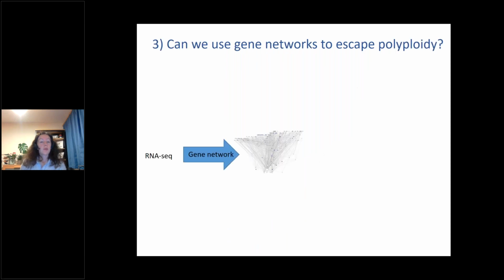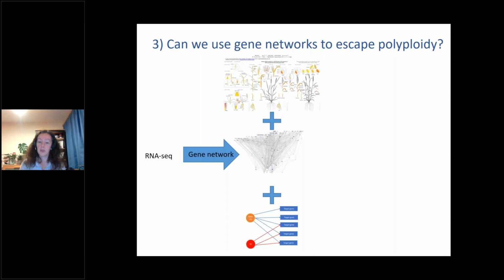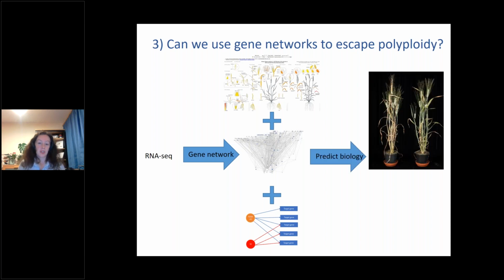So coming back to my question about can we use gene networks to escape polyploidy? I hope I've persuaded you today that we've been able to use RNA-seq data to build a gene network. And then by adding on complementary sources of information like RNA-seq data and other gene networks built from independent data sets, we've been able to identify candidate genes to follow up and functionally characterize. And this has enabled us to predict the function of genes involved in senescence.